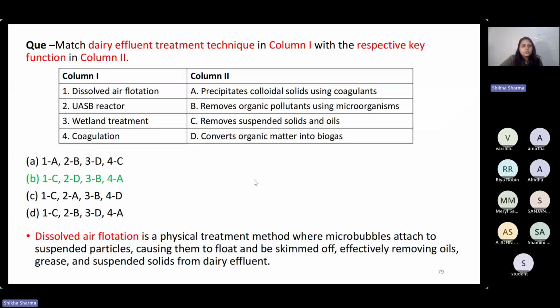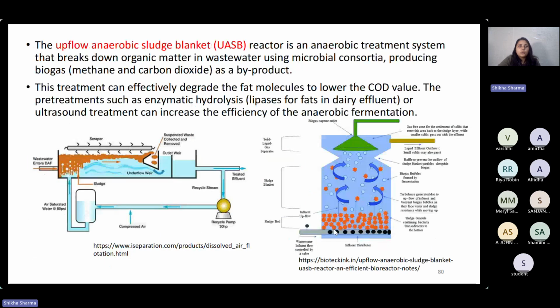Okay, so the first technique is dissolved air flotation. In this, the micro bubbles attach to the suspended particles so that they become light and come to the surface. They float and are skimmed off, so that the oils, grease, and suspended particles can be removed from the dairy effluents, because dairy effluent is a very rich source of fat. Suppose this is the waste coming in; we can give some air to it so the air attaches to the suspended particles, and these can be removed separately. From the underflow, the fat will be collected here and removed, and the other particles can be taken and removed.